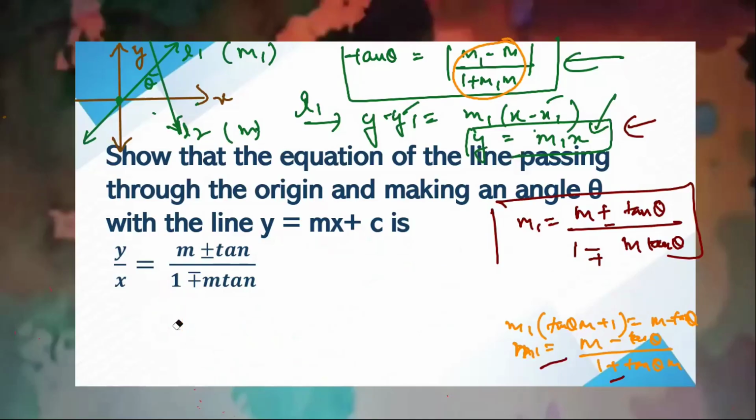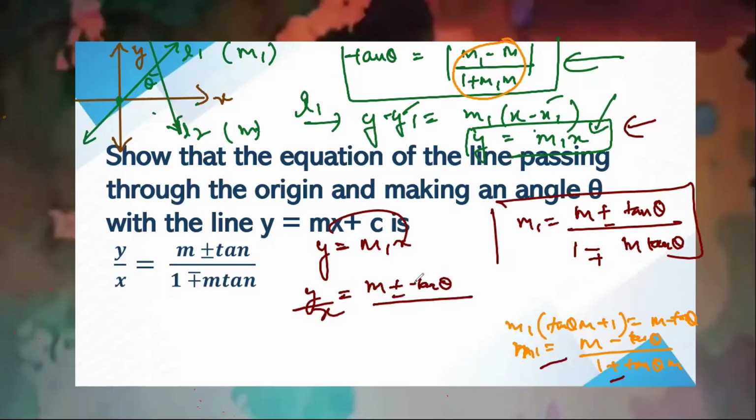So when I put it here, y is equal to m1 x. I'm taking x directly to the other side. So the m1 value is how much? m plus-minus tan theta over 1 minus-plus m tan theta, multiplied by x.